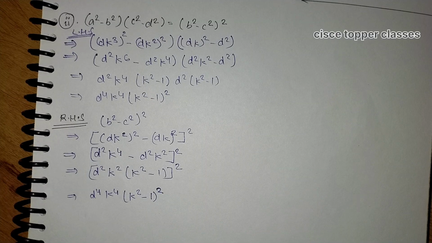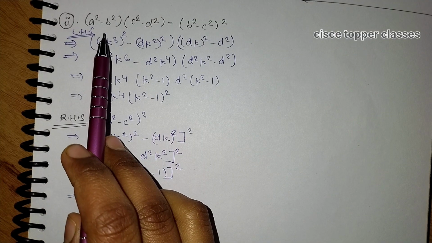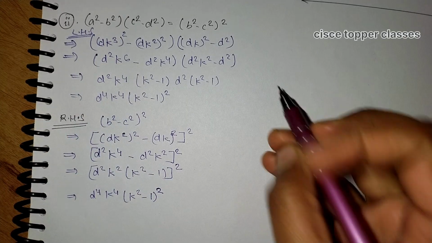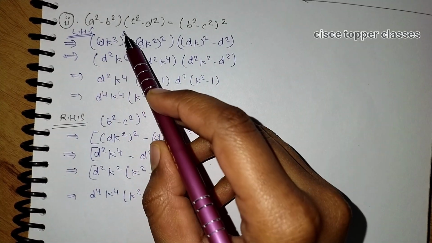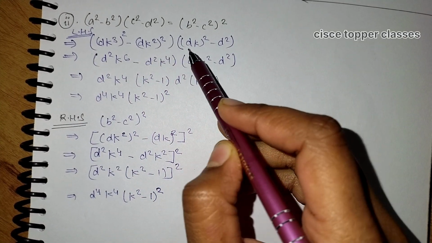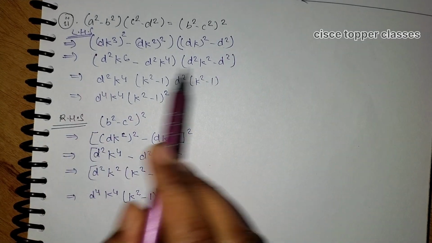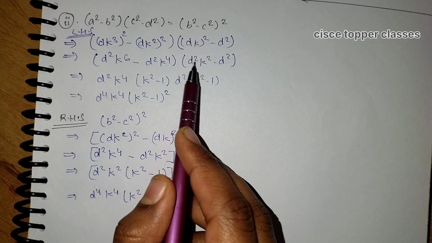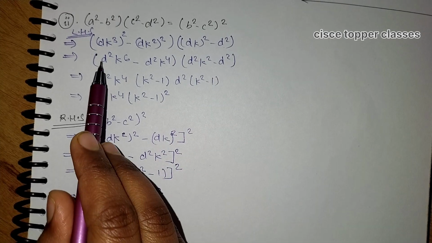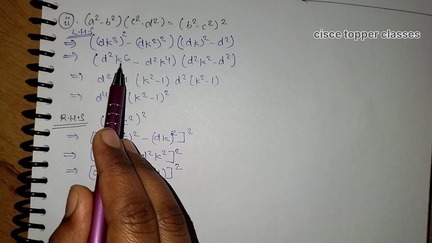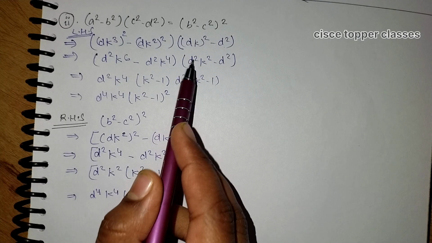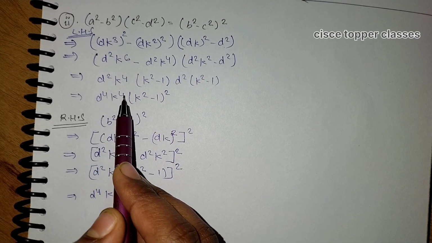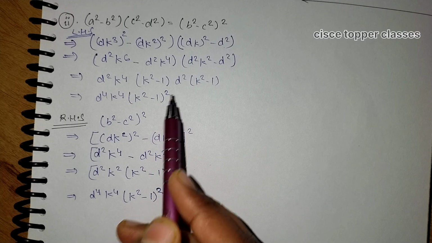Now let us solve question number 2 here. Here we have to prove that A, B, C, D are in continued proportion. So in place of A, we can write it as (DK cube) whole square minus (DK square) whole square, like this here also. And in solving, D square K to the power 6 minus D square K to the power 4, D square K square minus D square. Taking common D square K to the power 4, it will become K square minus 1 this side. And taking common D square K square minus 1, it will become D to the power 4 K to the power 4 into (K square minus 1) whole square.